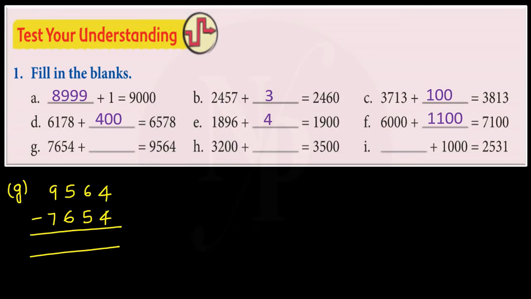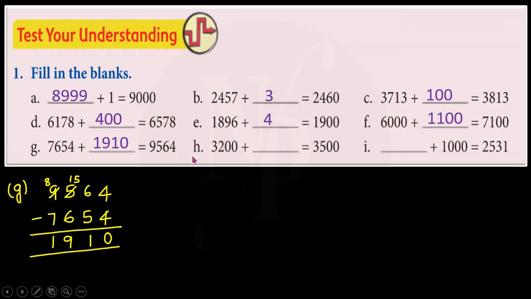So on subtracting 4 from 4 you get 0. Here subtracting 5 from 6 you get 1. Subtracting 6 from 5 is not possible. You have to regroup. This will become 8 and you make this 15. Now subtracting 6 from 15 you get 9. And subtracting 7 from 8 you get 1. 1,910 is the required answer for this question. That means on adding 1,910 to 7,654, you will get 9,564.